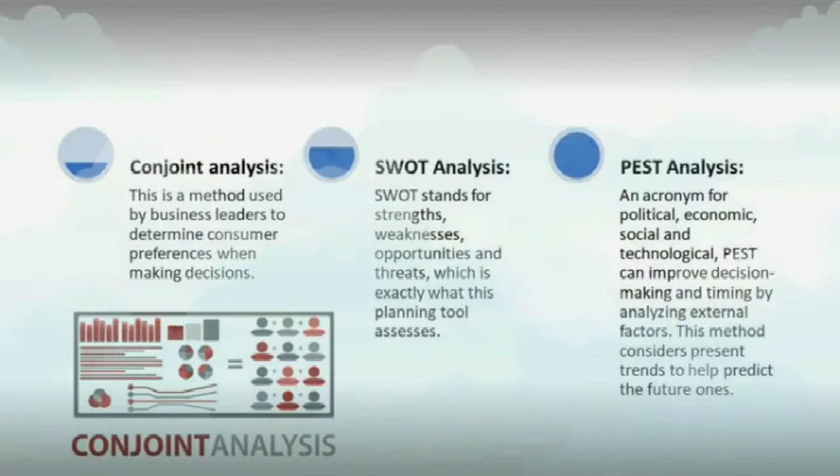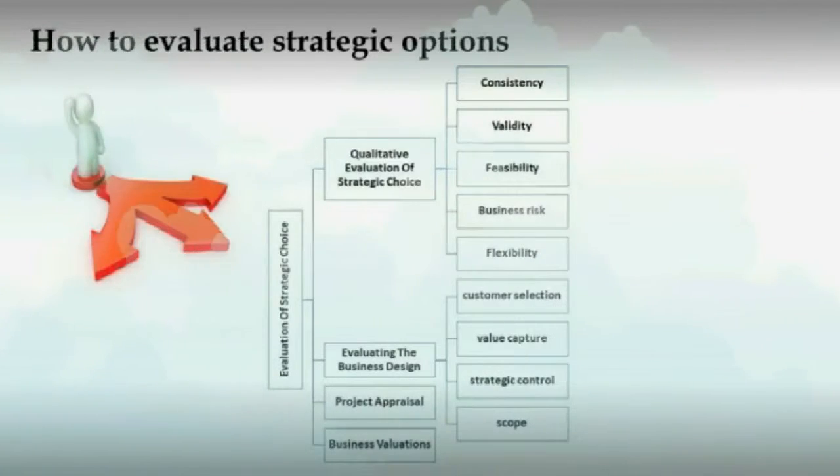PEST analysis. An acronym for political, economic, social and technological. PEST can improve decision-making and timing by analyzing external factors. This method considers present trends to help predict the future ones. This shows the evaluation process of strategic options.